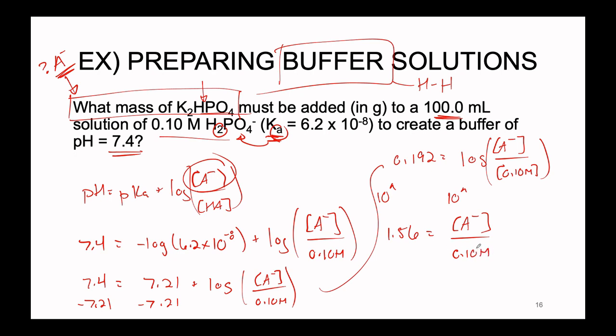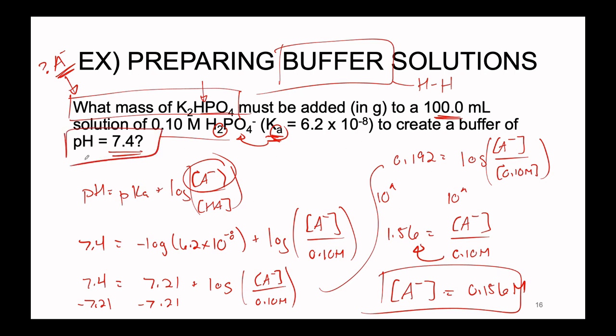If we multiply this 0.10 molar up, what this gives us is a concentration of A minus that is going to be equal to 0.156 molar if we want to create a buffer with a pH that is equal to 7.4, if we are working also again with the phosphate system. So from here, because we've found our concentration of A minus, this is not exactly what was asked of us. We're asked to find a mass.